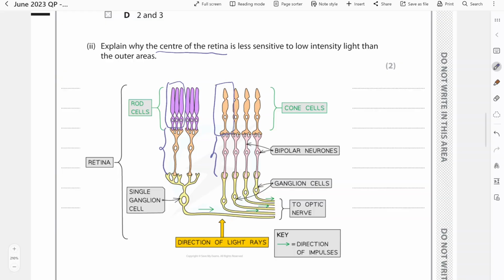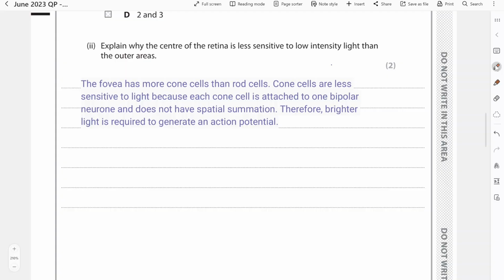Now, spatial summation is basically when you need multiple receptors in order to affect the membrane potential of the neuron. In this case, you need multiple rod cells that converge to a single bipolar neuron. That's why rod cells are a lot more sensitive. Whereas cone cells, you need brighter light, greater stimuli in order to trigger an action potential in the bipolar neuron. Let me write this down. All right, this is what I've written down.